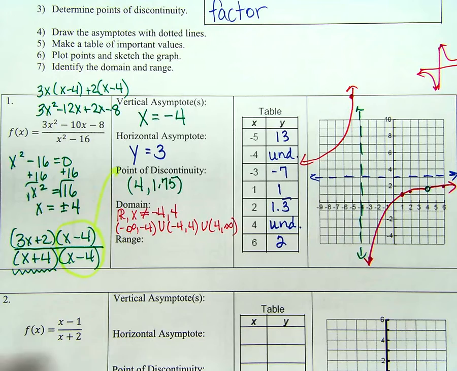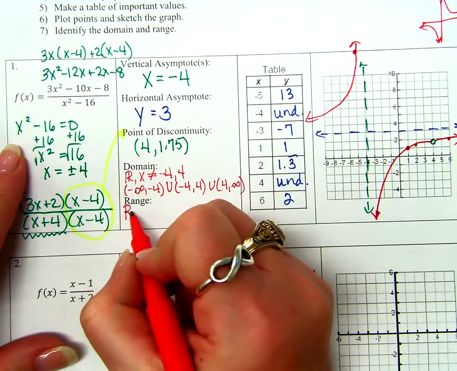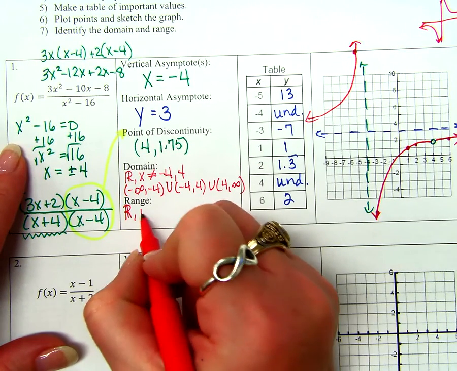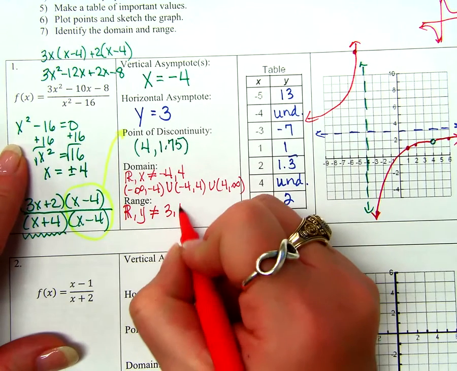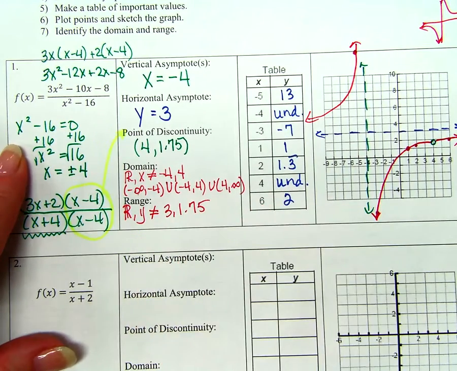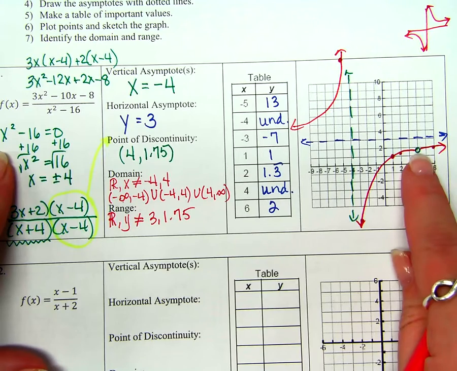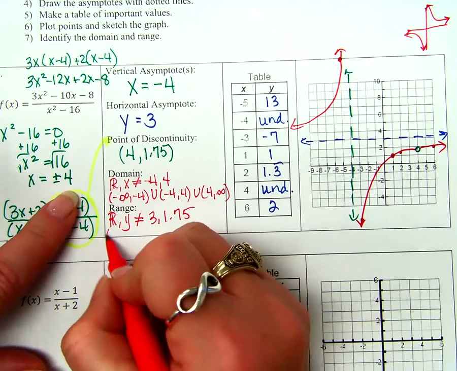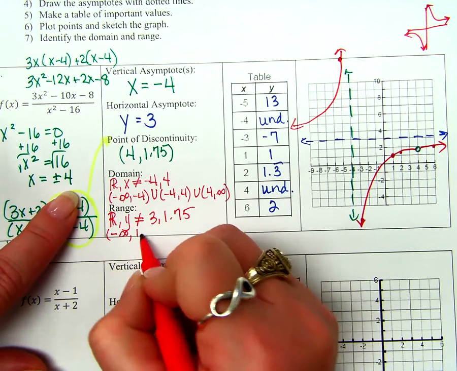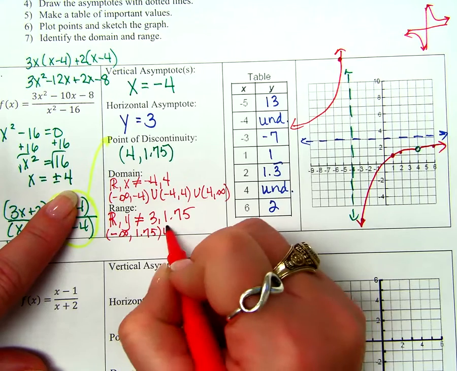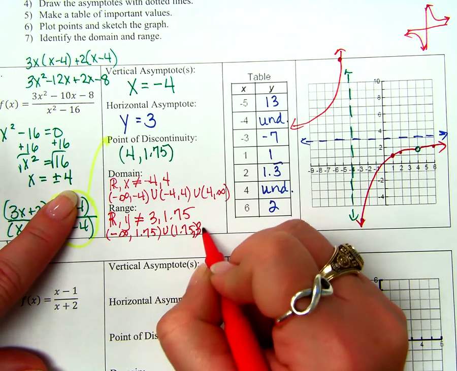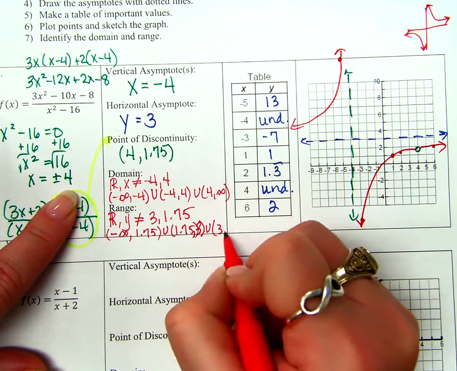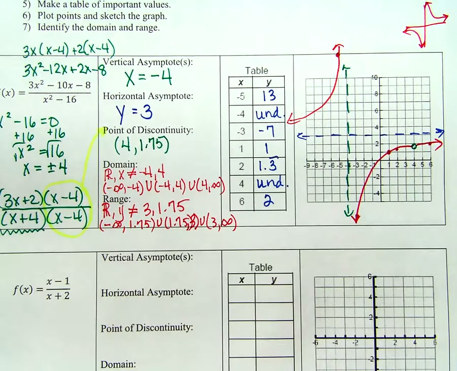Does that make sense? The range, all real, y is not equal to 3 and 1.75, because that's the y value of this hole. So it looks like negative infinity to 1.75. It starts again at 1.75 and goes to 3, and then it starts at 3 and goes to infinity.